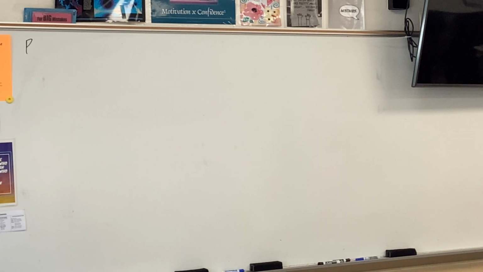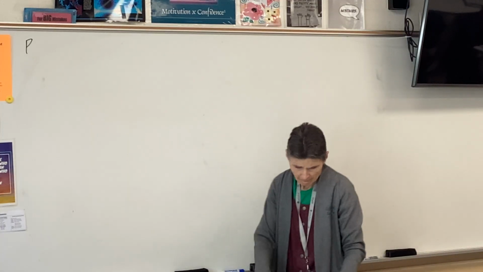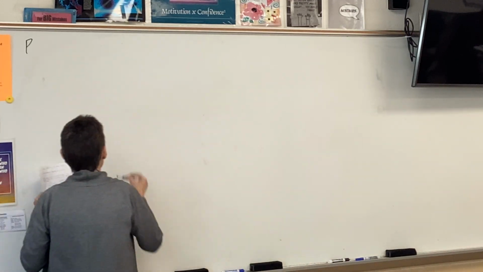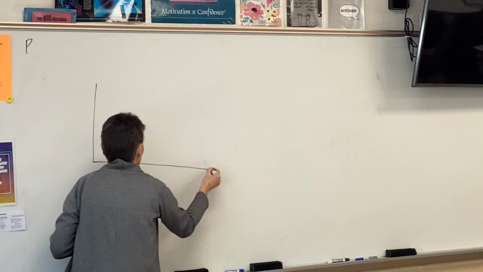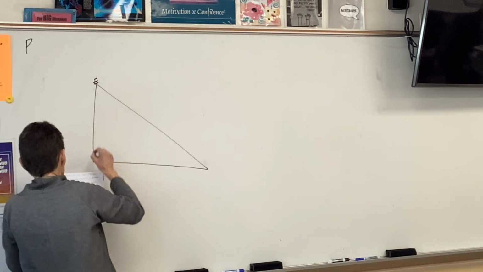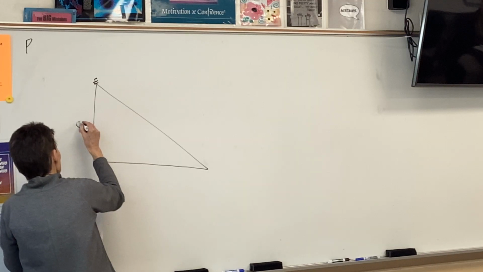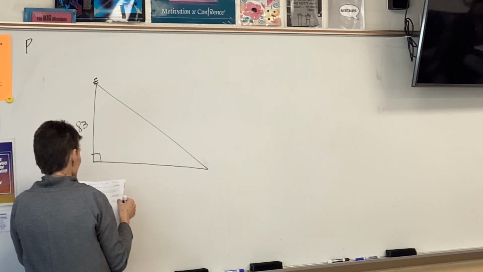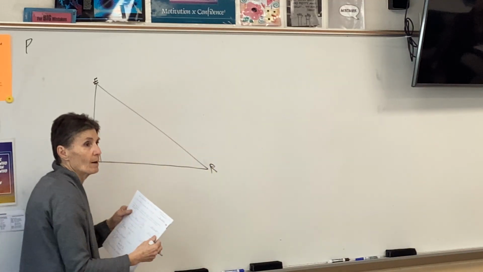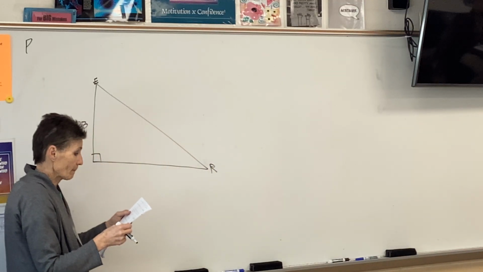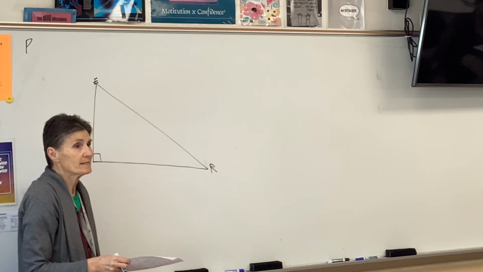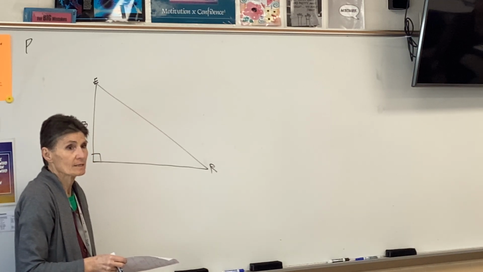Question 7 says an eagle is on top of a cliff. So here is the eagle on top of the cliff. The cliff is 83 feet tall. The eagle is looking at a rabbit on the ground. The angle of depression is 19 degrees.